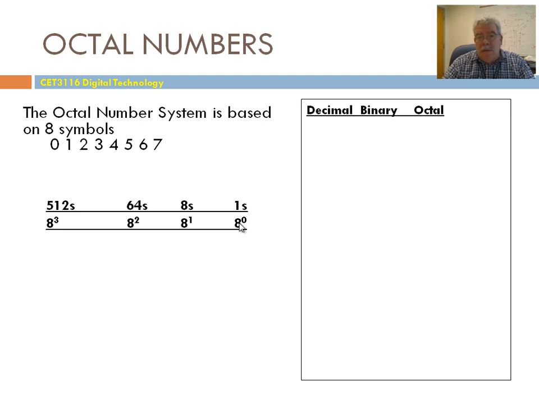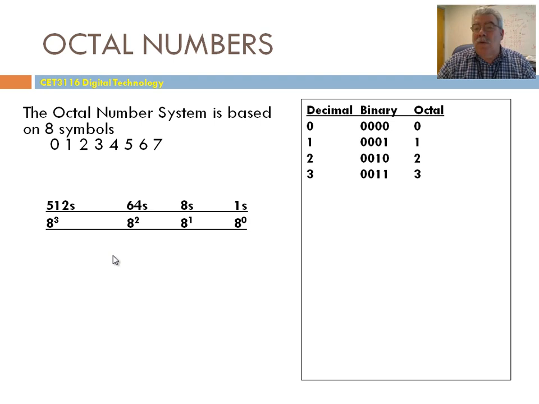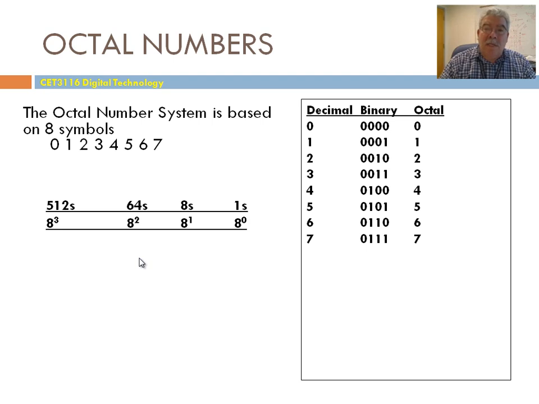8 to the 0 is going to be 1, of course. 8 to the first is 8. 8 to the second is 64. 8 to the third is 512. And here are all possible numbers in octal: 0, 1, 2, 3, 4, 5, 6, and 7. Those are all possible digits. I use 4 bits, but remember, for octal, all we need is 3 bits, because we represent from 0 to 7 with 3 bits. 7 is 1, 1, 1. Therefore, all I need is 3 bits.